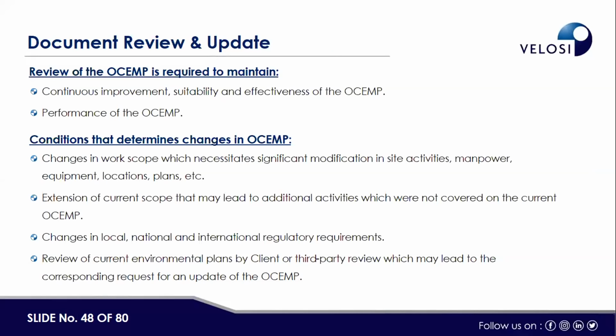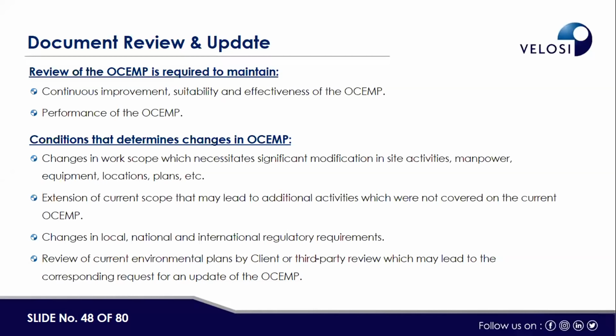Then document review and update. As I told you, we have to update or review the EMP, either on a quarterly basis or an annual basis, depending on how effective the management plan is. In the previous slide, I told you that there are certain conditions that require the EMP to be updated. For example, changes in the work scope which necessitate significant modification in the site activity, manpower, equipment, or location plans. So if there is any change with respect to the site activity or the equipment location, then we have to update the management plan.